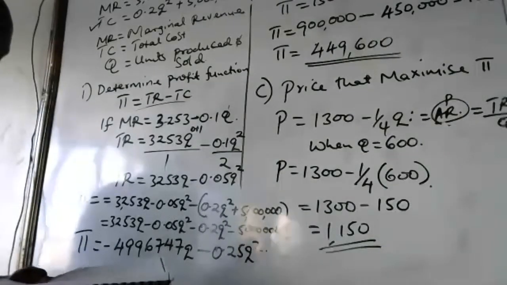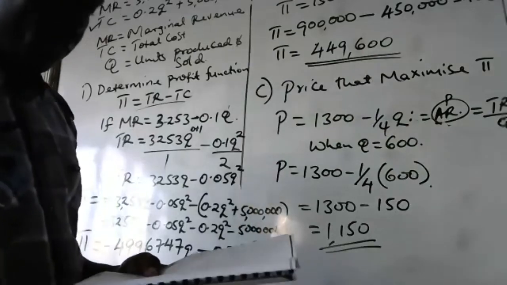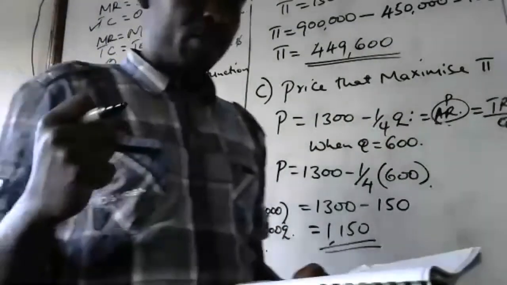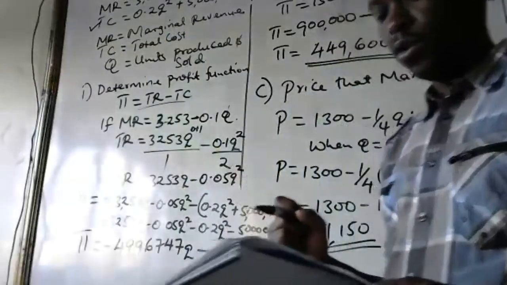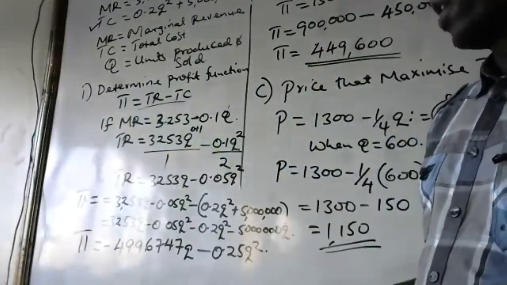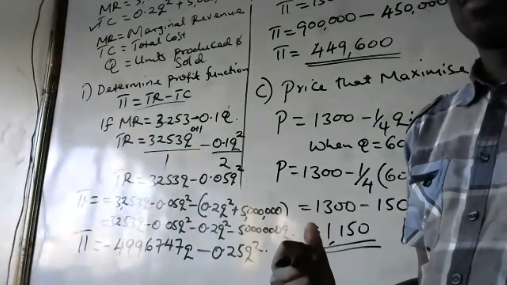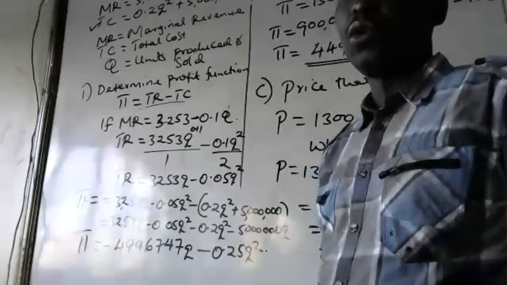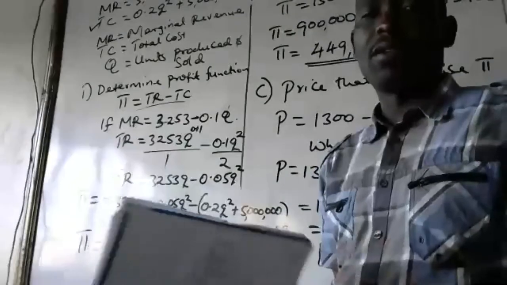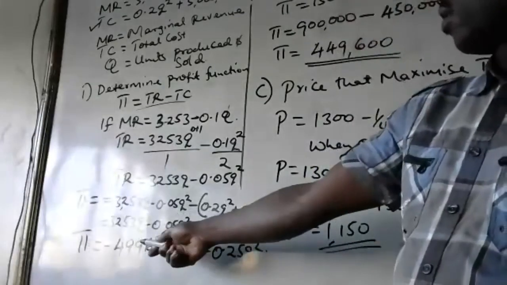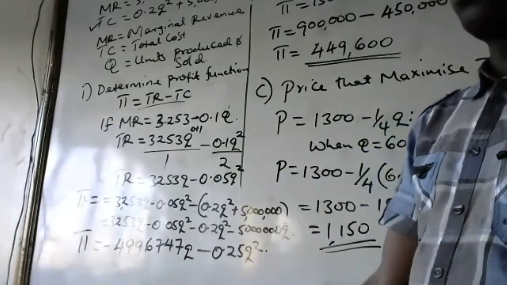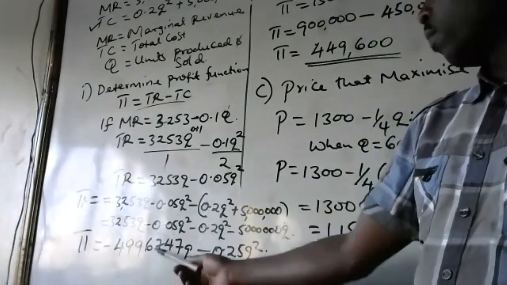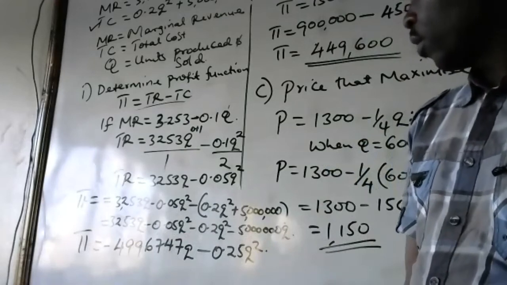3251 is the number of units to be produced and sold in order to maximize profit. Those units that will be produced and sold for the profit to be maximum. It is actually at the point whereby change in profit over change in Q is zero.